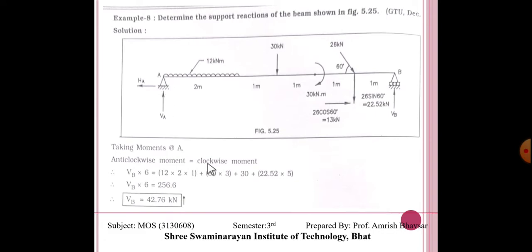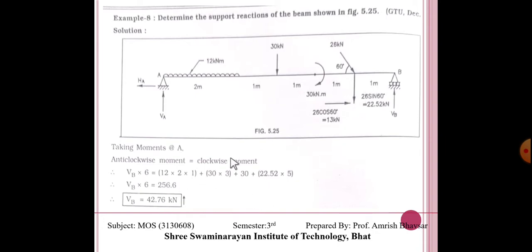For that we have to again take moment at A. So, anticlockwise moment is equal to clockwise moment. Here the anticlockwise moment is VB into 6, which is equal to 12 into 2 into 1, a clockwise moment, and 30 into 3, a clockwise moment. The 30 kilonewton meter is directly a moment, so we will take it directly in the summation, and the vertical force, that is 22.52 into 5. So, these all are clockwise moments. So, we will get VB into 6 is equal to 256.6. So, VB is equal to 42.76 kilonewton.